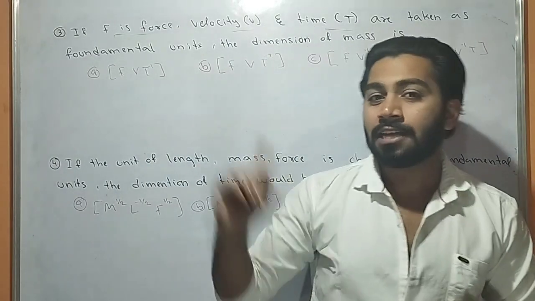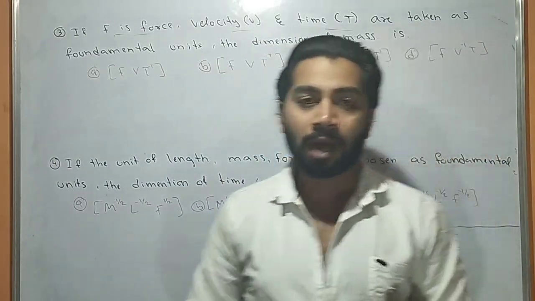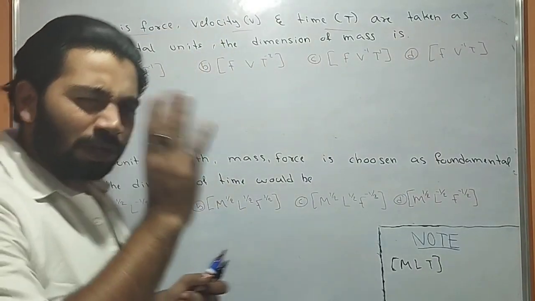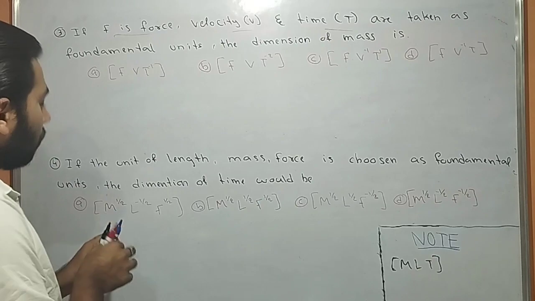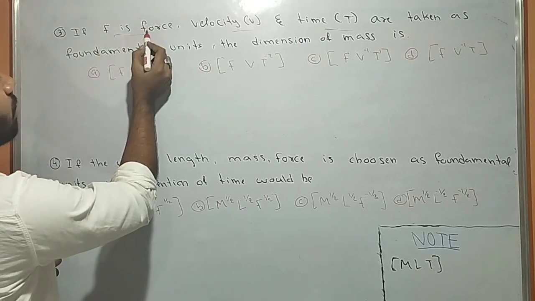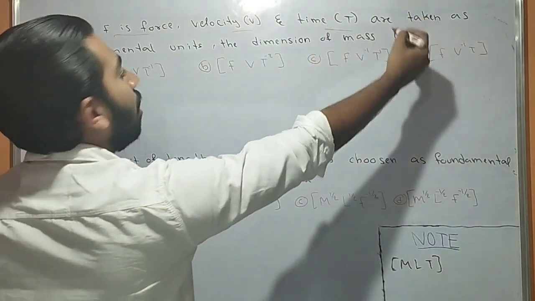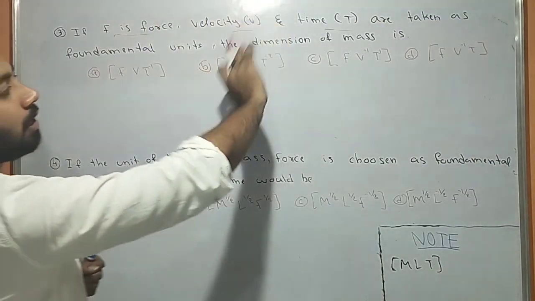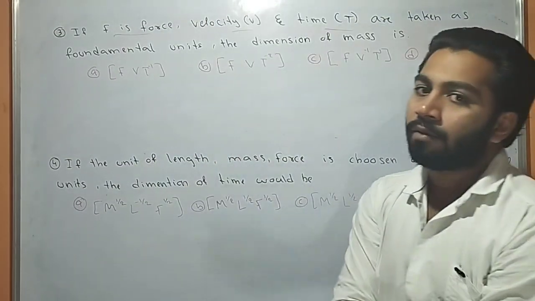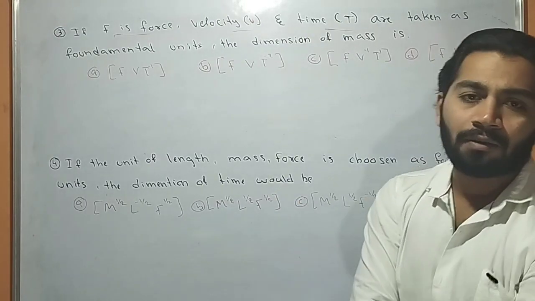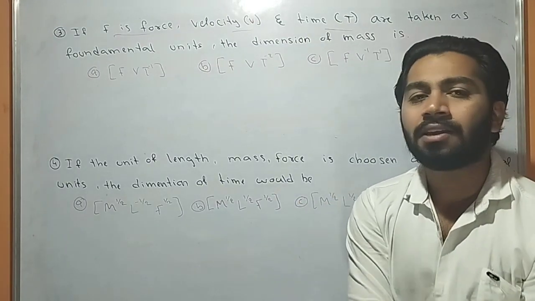So students, इस तरह के प्रॉब्लम से आपको पूछ सकते हैं. This kind of problems may ask you. Just see what the problem is trying to say. Imagine in this problem, if force is F, velocity is V, time is T are taken as the fundamental units. The dimension of mass is. अबे यार, इस प्रॉब्लम में तो हमें वेलोसिटी दिया हुआ है, फोर्स दिया हुआ है, टाइम दिया हुआ है, मास नहीं दिया है. मास फाइंड करने पूछा है.